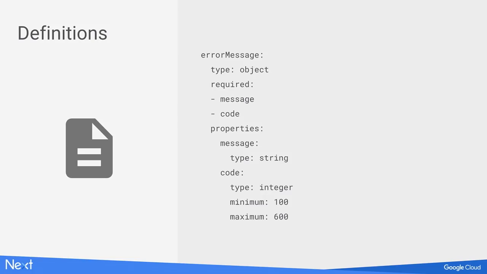What does the definition look like? Well, error message, we're saying, for instance, is a type object, so it has a bunch of fields. And the fields are both required, message and code. Message is of type string, code is an integer. And you can even say it's from 100 to 600, because that's what HTTP codes are for.